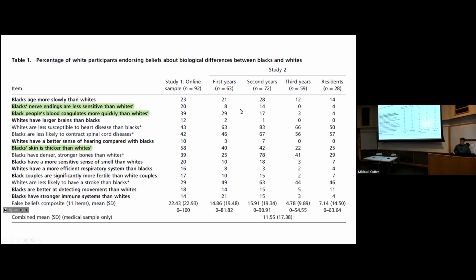And this paper also was the first that provided evidence in association of biological differences and how that impacted their treatment.